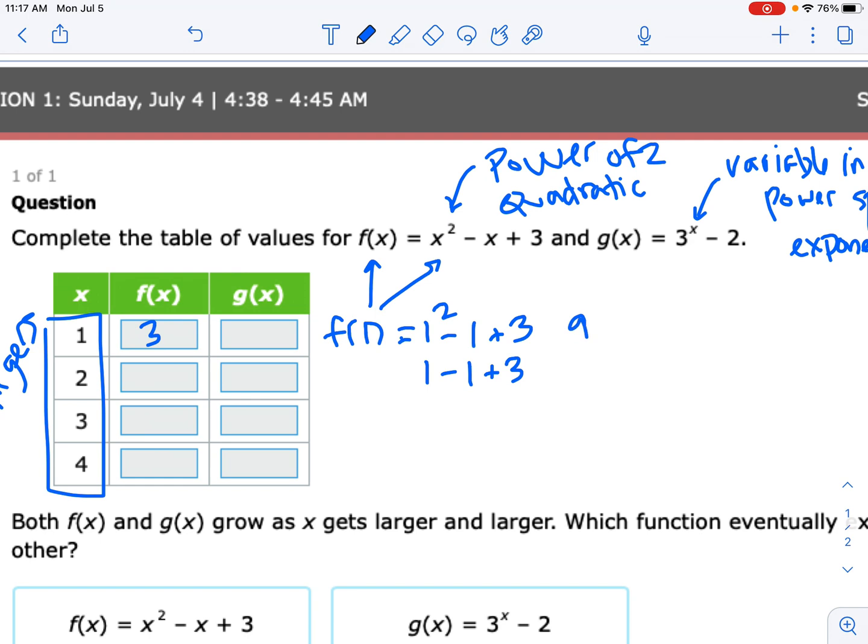Okay, if I want to find g of 1, that means I'm going to plug 1 into this, which means it's 3 to the first power minus 2. 3 to the first power is just 3. So this is 3 minus 2, which is 1.